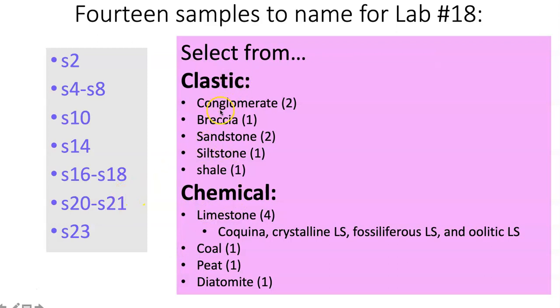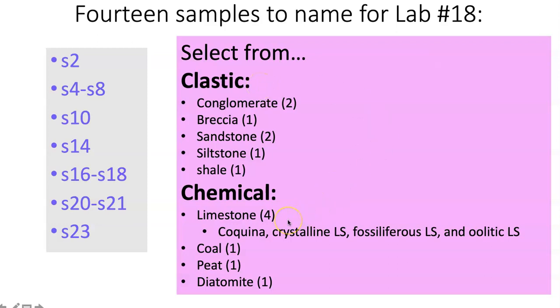And I'll talk a little bit about these 2 categories in just a moment, but here are all the numbers so you can be clear. And what to choose from in terms of the names, we're going to have 2 conglomerates, 1 breccia, 2 sandstones, 1 siltstone, and a shale. And these are all under the category of clastic sedimentary rocks.